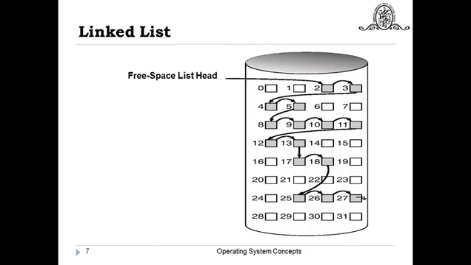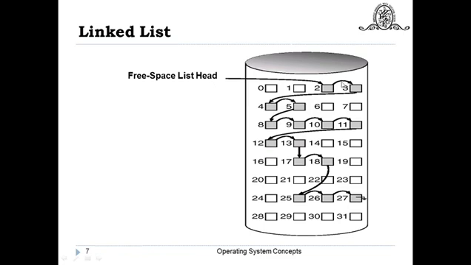Here in the diagram we can see how the linked list is maintained. There is a free space list header which contains the address of the first free block, and then the first free block contains the address of the next free block, and likewise the linked list is maintained here like 2 3 4 5 8 9 10 11 12 13 17 18 25 26 and 27 is the last free block which is grounded, and it means it is the last block.